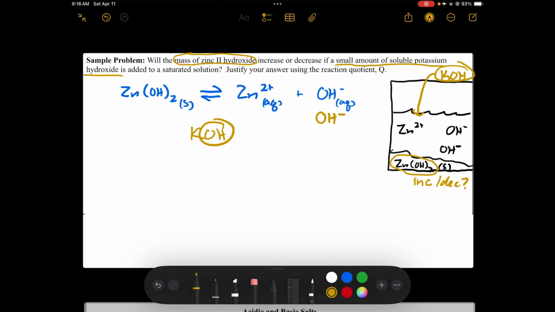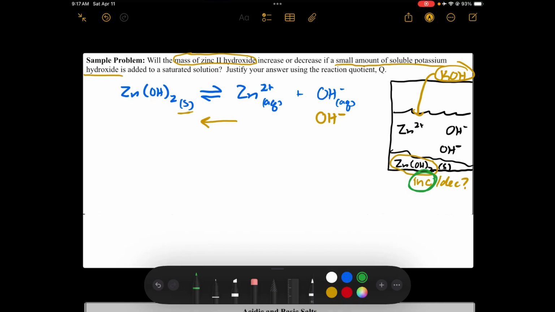This should sound familiar to you because when I add a common ion, I have to pay attention to the common ion effect. And we know that when we add a common ion and we add product, our equilibrium system is going to shift back to the left, favoring the solid form of zinc hydroxide. So we know, based on the addition of that common ion, that I'm going to see an increase in mass of zinc hydroxide because my equilibrium system is going to shift toward it.